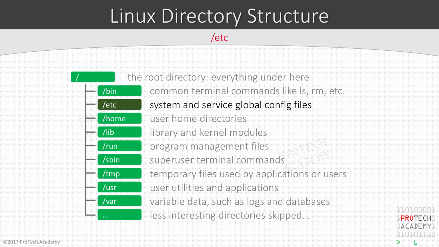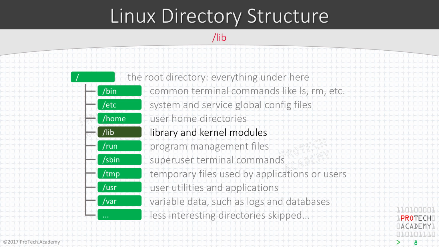/etc, sometimes said as "etc" and sometimes "e-t-c", is where we usually store configuration files that apply to the whole system. For example, our Apache web server configuration files are stored under /etc/apache2. /home is where user directories are stored. Each user typically has their own folder under /home, such as /home/bob.